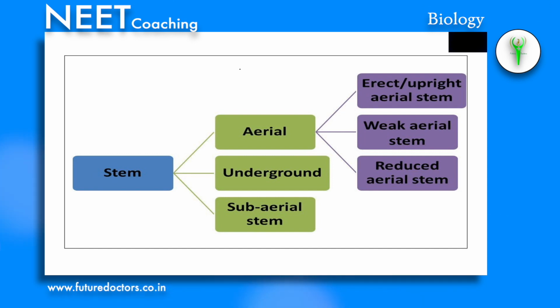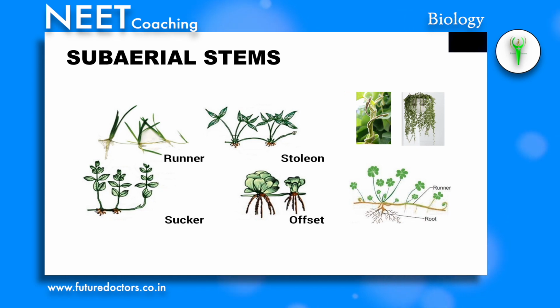Reduced stem means it is reduced to a small disc. The nodes and internodes are not distinguished. Example, carrot, radish, turnip, etc. In erect stems, these stems are strong enough to remain erect or upright without any external support. Subaerial stems. In subaerial stems, some parts live underground, whereas the remaining part of the stem is aerial.